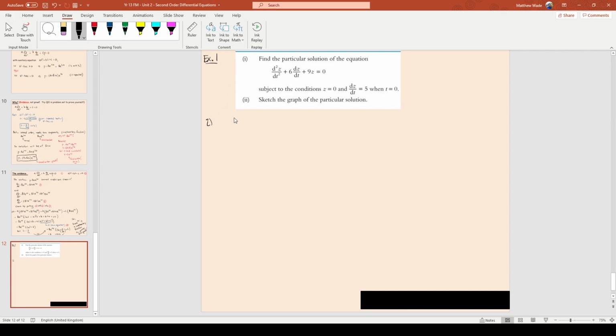So it says, find the particular solution of that equation subject to the conditions that when t is 0, z is 0 and dz/dt is 5. Oh, I hate it when it's not y's and x's. Cool. Right then, let's get on to our general solution first.